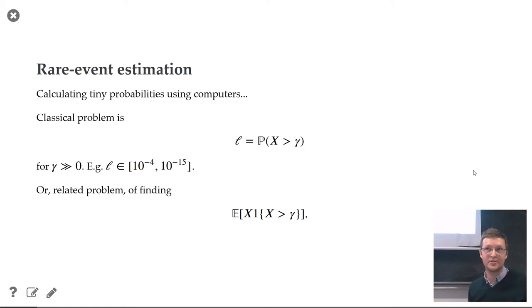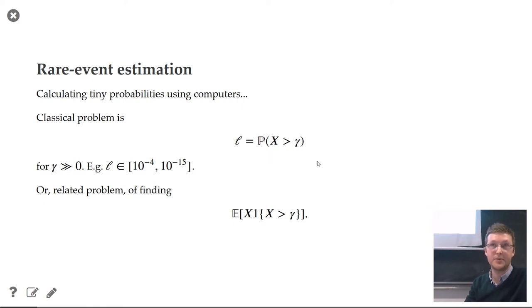So what is the course about? The topic is rare event estimation. To summarize, it's calculating small probabilities using computers, more or less. The classical problem here is that you can usually reformulate any rare event problem as just the probability of some random variable X exceeding a very large threshold gamma.